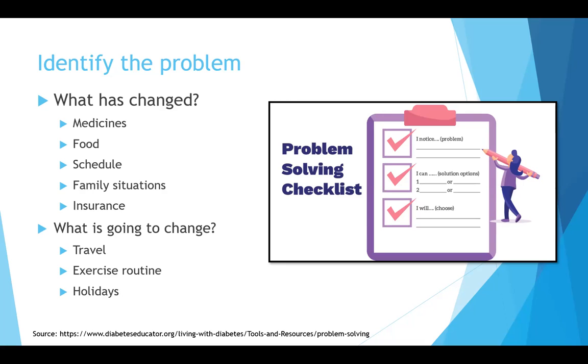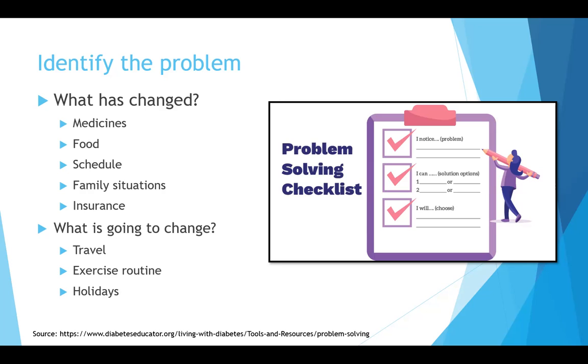So first things first, we identify a problem by trying to figure out, okay, well, what triggered this problem? What's actually changed? Has your medication been adjusted? Are you eating a different type of food than you normally do? What about your schedule? Maybe you're waking up earlier, going to bed later, and that has had some type of unforeseen problem. Maybe your family situation has changed and you're trying to take on the role of a dual caregiver where you're part of that sandwich generation, taking care of your kids as well as your parents, and that has impacted your diabetes care.